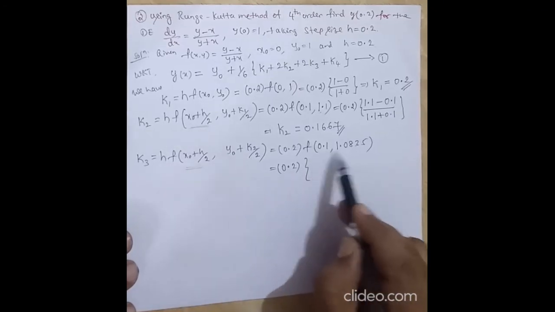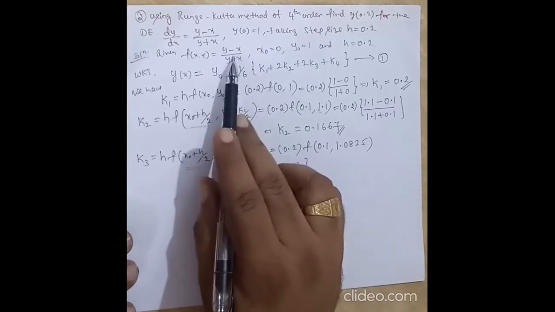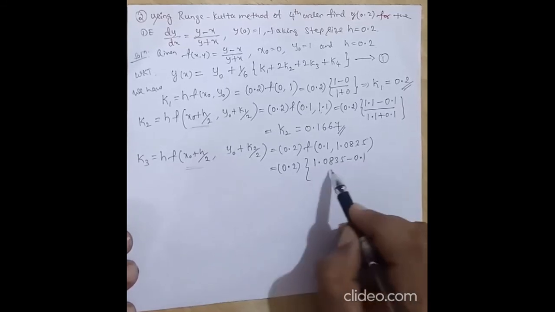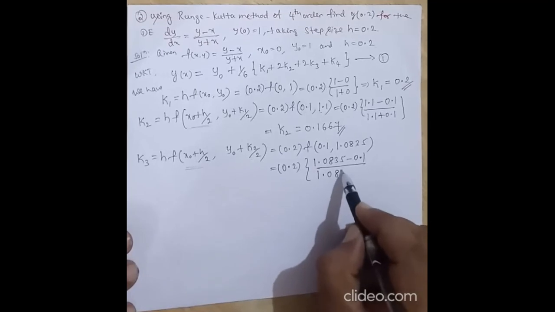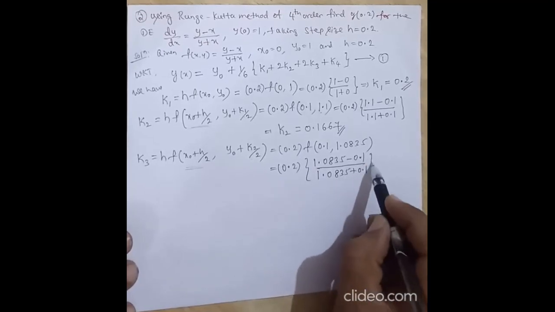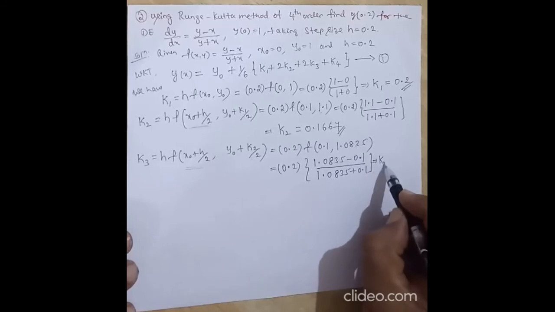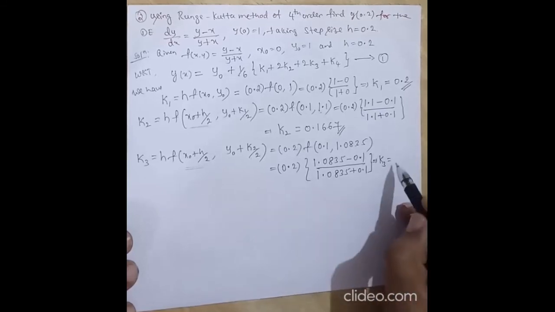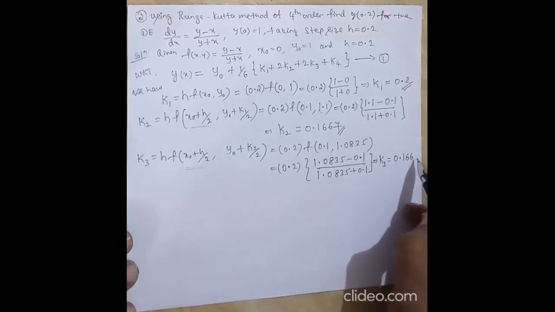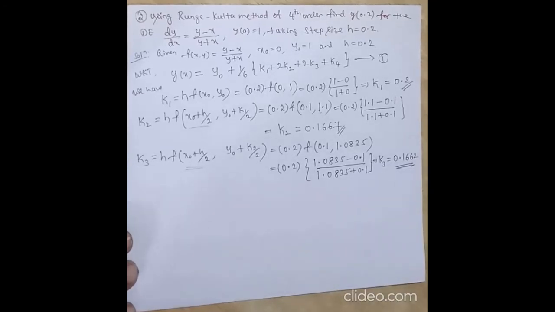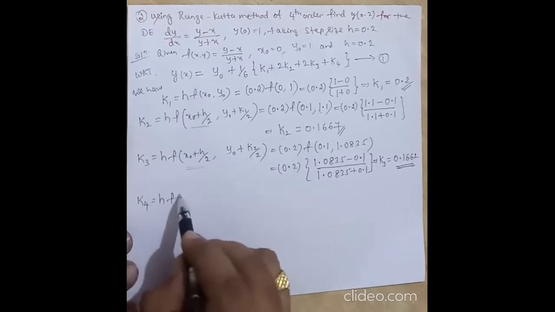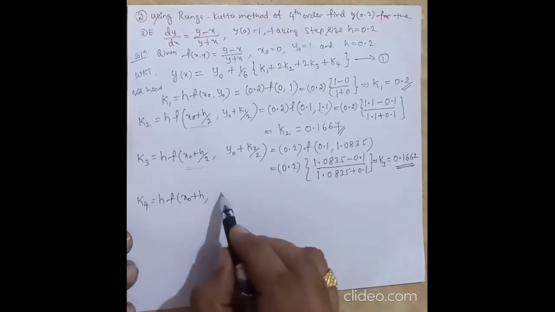Now this is equal to 0.2 into, now again, f of x comma y. X is 0.1, y is 1.0835. Substitute in this. 1.0835 minus 0.1 divided by 1.0835 plus 0.1. If I simplify this, we get the value of k3. So use your calculators and find out its value. So it comes around 0.1662, k3.